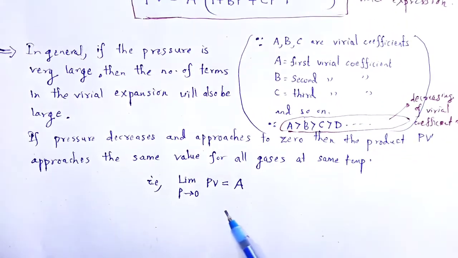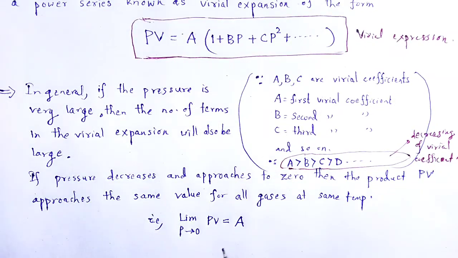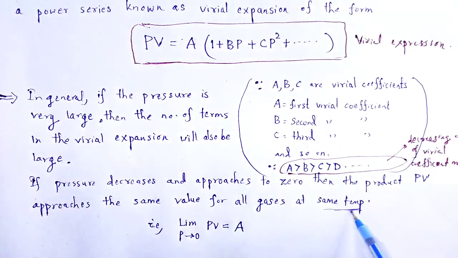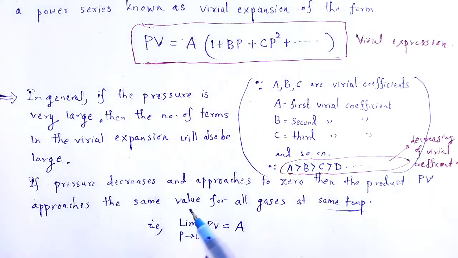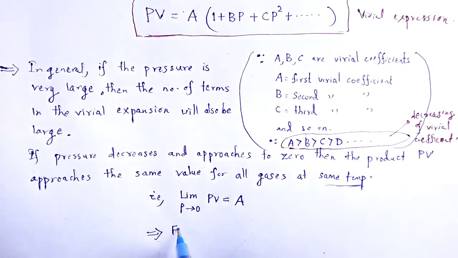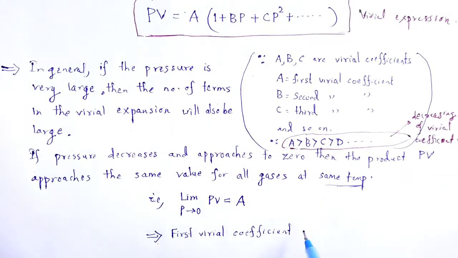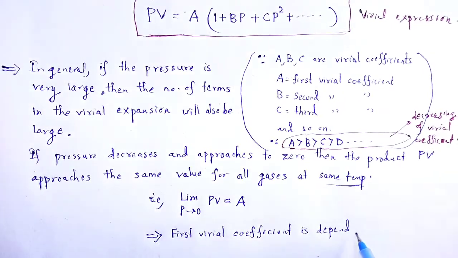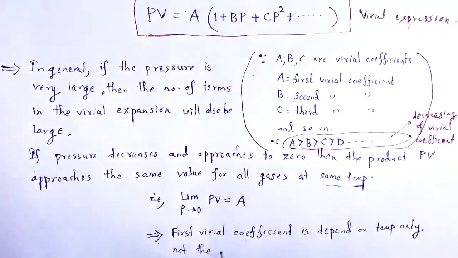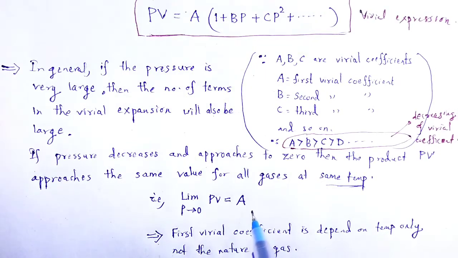Hence, we can say that the first virial coefficient A is a function of temperature and temperature only, since it depends upon the temperature and does not depend on the nature of the gas. So the first virial coefficient depends on temperature only, not the nature of the gas, as we confirm from that equation.